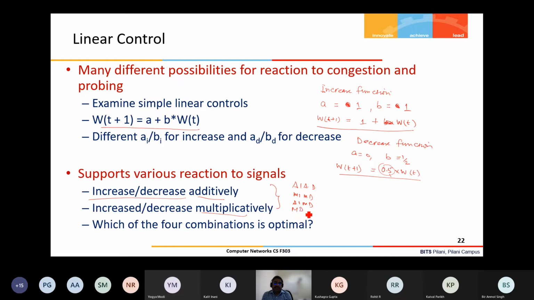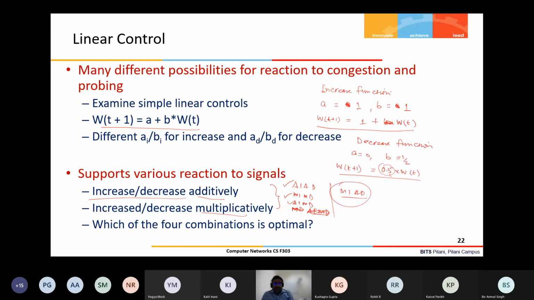Multiplicative decrease, additive increase, multiplicative decrease. AIMD is already there. Additive increase, additive decrease, multiplicative increase, multiplicative decrease, additive increase, multiplicative decrease. What is the last combination left? MIAD, multiplicative increase, additive decrease. Okay, so let us see that.